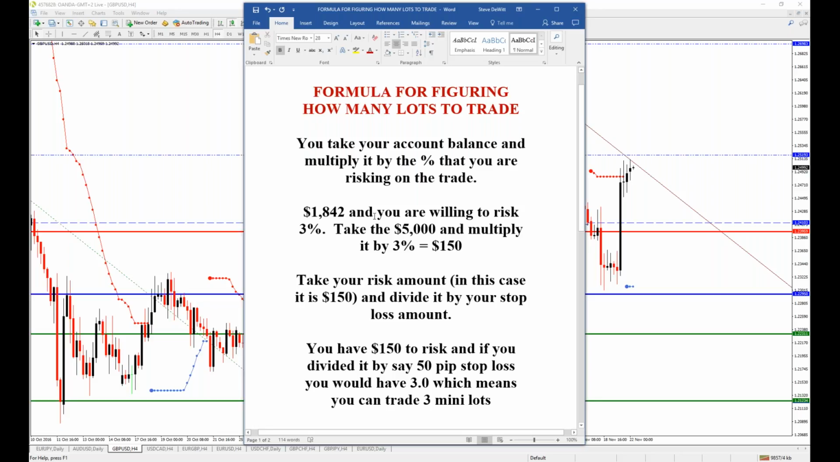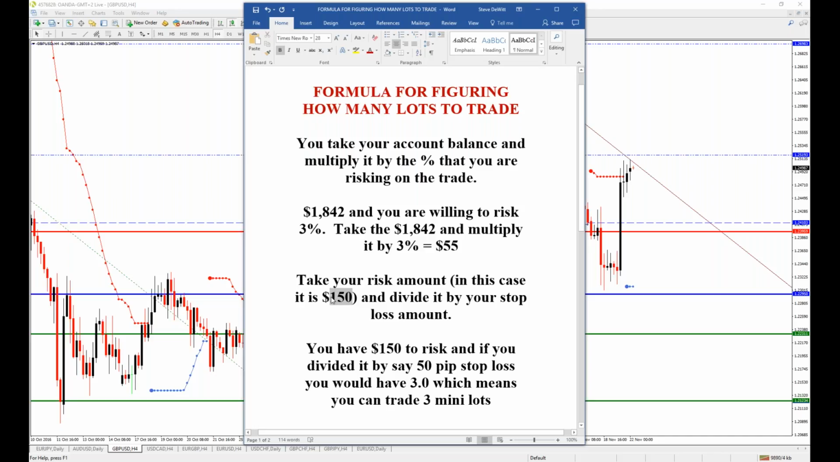So I'm going to take my $1,842 and I'm going to multiply it by 3%. That tells me that I am going to risk $55 on this trade. $55 on this trade.